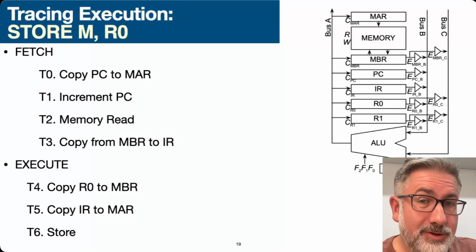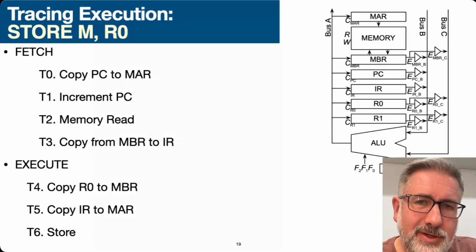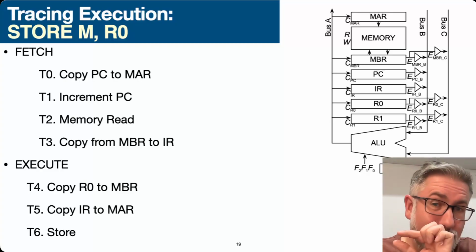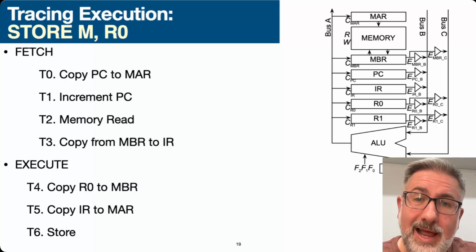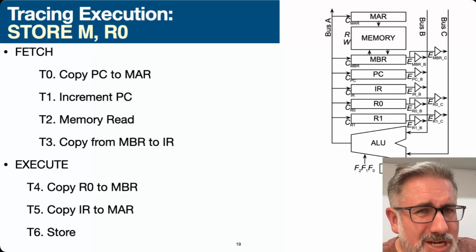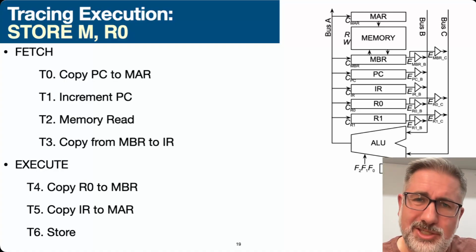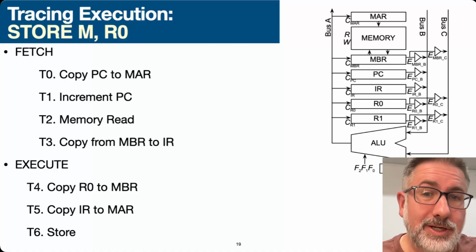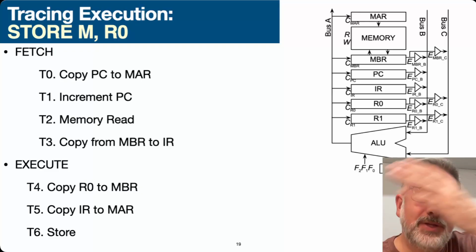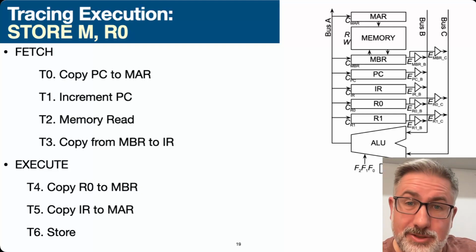So we've built out the 3-bus machine, and we've introduced the idea of control points and a micro instruction, which is a collection of control points. And we're going to just trace out the execution of an instruction on this machine so we can really get a handle on what all this looks like in a concrete example. So with this instruction, store into the address M the value that's in register 0.